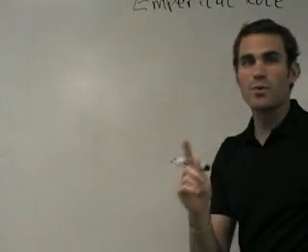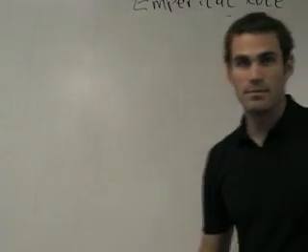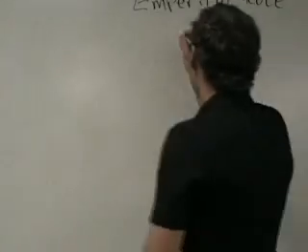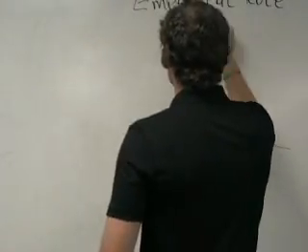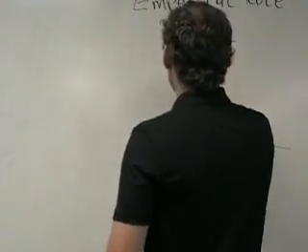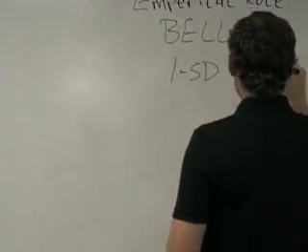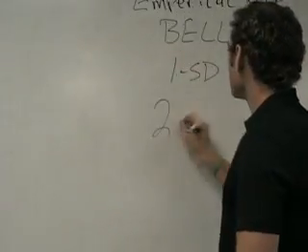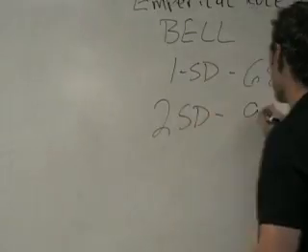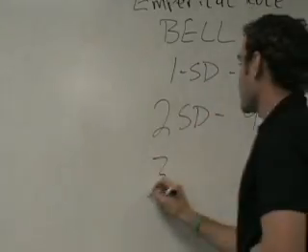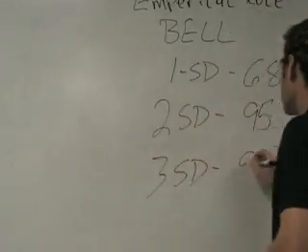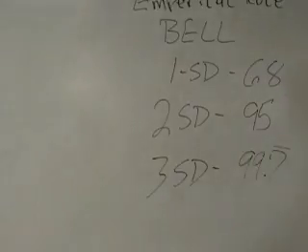Okay? The empirical rule says on a bell-shaped curve, if it's a bell, within one standard deviation lies 68% of the curve. Within two standard deviations lies 95% of the curve. And within three standard deviations lies 99.7% of the curve. Okay?